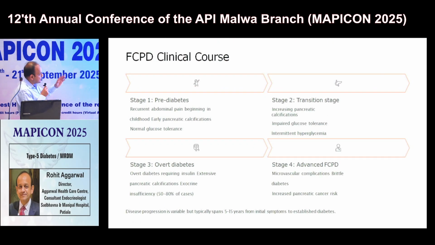So this is the clinical course. Stage 1, pre-diabetic: just recurrent pain abdomen starting in childhood. With the pancreas, you do the ultrasound, calcifications are present, but there is normal glucose tolerance. Stage 2, transition phase: calcification increased. We repeat the sonography and the CT scan. Now you do the OGTT, and you find the patient has impaired glucose tolerance and there is intermittent hyperglycemia.